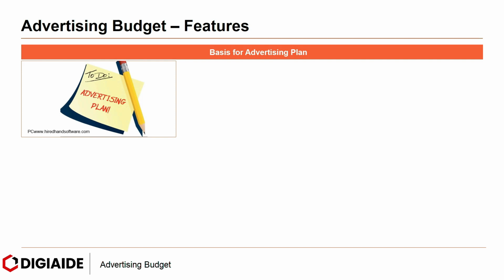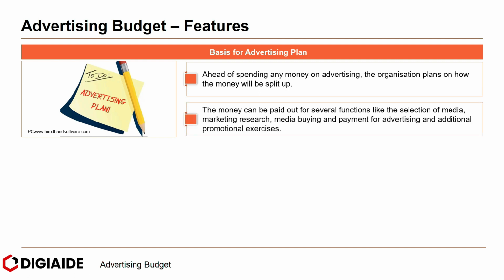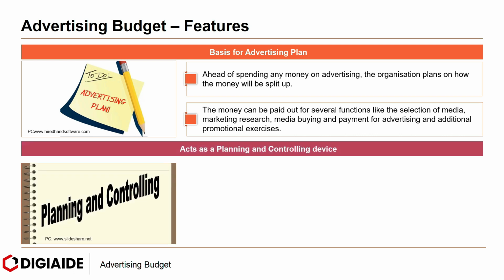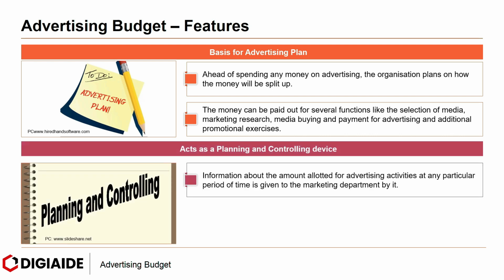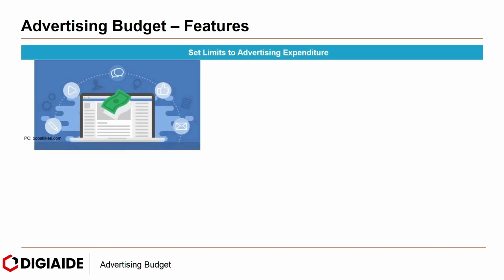Moving forward, the features of the advertising budget. First, it is a basis for advertising plan. Ahead of spending any money on advertising, the organization plans on how the money will be split up. The money can be paid out for several functions, like the selection of media, marketing research, media buying and payment for advertising and additional promotional exercises. Next, it also acts as a planning and controlling device. Information about the amount allotted for advertising activities at any particular period of time is given to the marketing department by it. Therefore, plans can be created about expending money on building the campaign, purchasing different medias for advertising, and further promotional exercises.